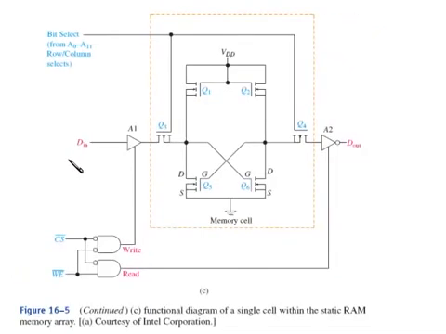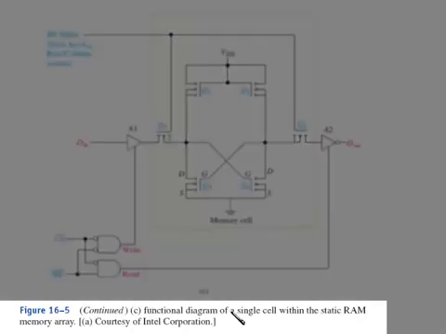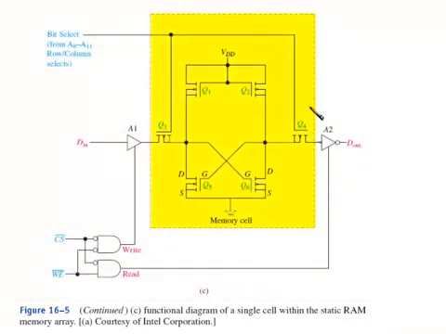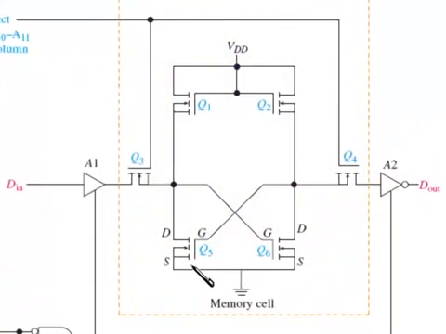Okay, so figure 16-5C shows a functional diagram of a single cell within that static RAM. This dashed line is a single data cell. We can bring data into it or pull data out. These are MOS transistors, or FETs, field effect transistors, and these are all N channel because the arrow's pointing in.